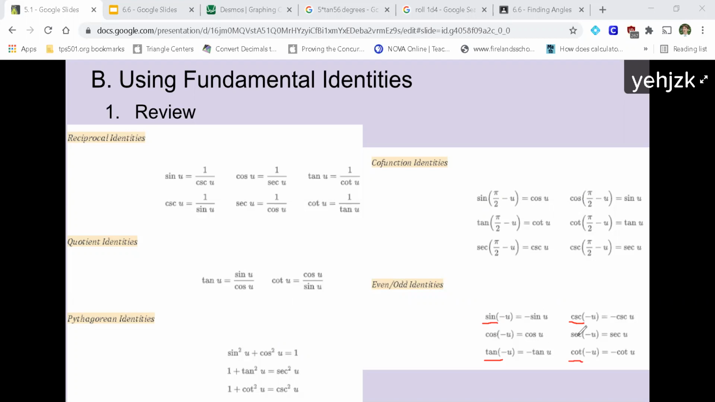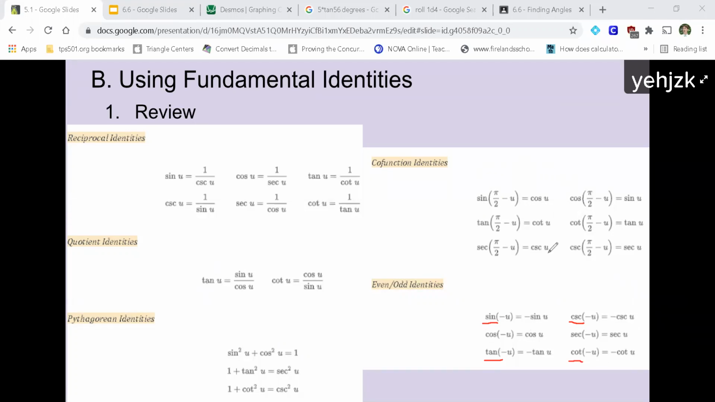Cosine and secant are even functions. They are symmetric only about the y-axis, which means negative angle values have the same answer as their corresponding positive angle value. So the cosine of a negative angle is the same as the cosine of that positive angle. Again, these aren't that bad to use.